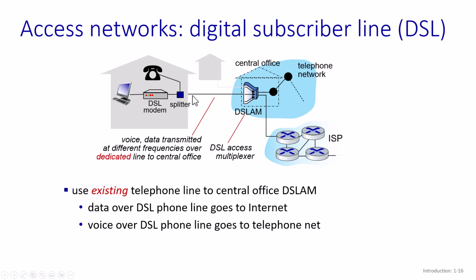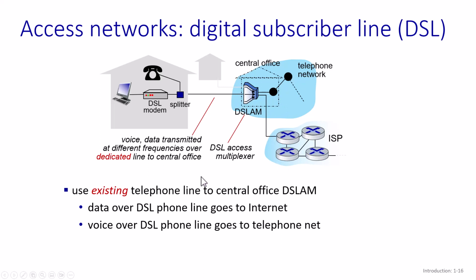So the difference between the cable access and DSL access is that each home needs to be connected to the central office through a dedicated line. And here's another home, and this home has a dedicated access to the central office, where we have a DSL access multiplexer, digital subscriber line access multiplexer. Now, at the central office, this voice and data is divided into various frequencies, and the voice will be sent to the telephone network, and the data will be sent to the ISP routers, internet service provider routers. So the voice goes to the telephone network, the data goes to the internet.